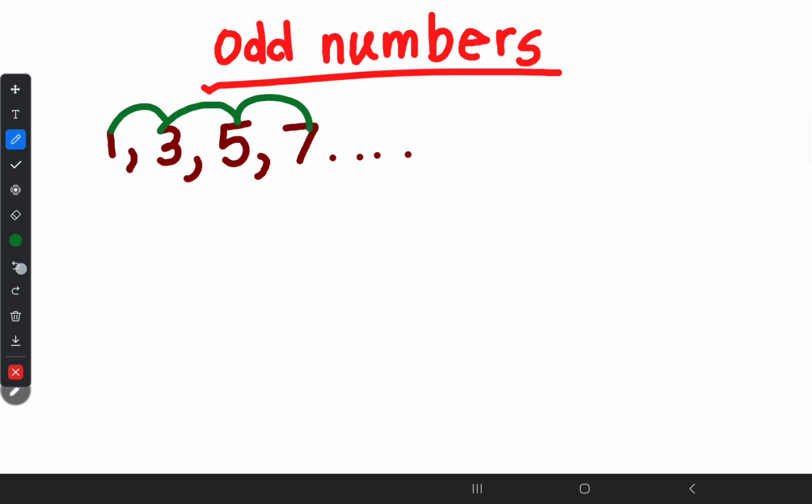That was 2. But we cannot indicate it as 2n. We cannot indicate it as 2n because look at this. This is not 2, this is not 4, this is not 6. These are not 2 multiples. They are 1 less than the 2 multiples. I'll explain this briefly.